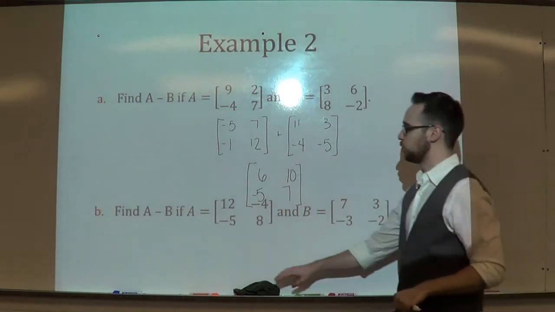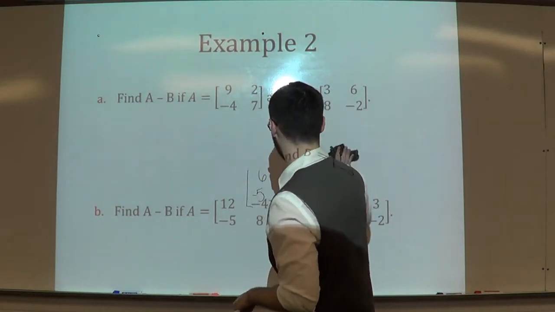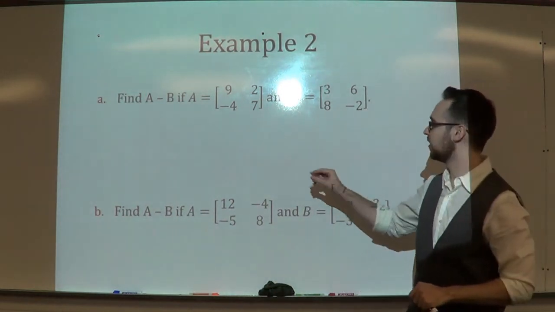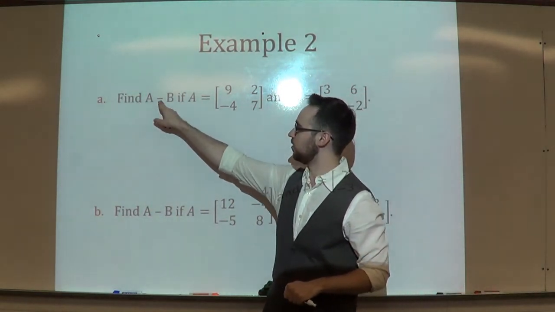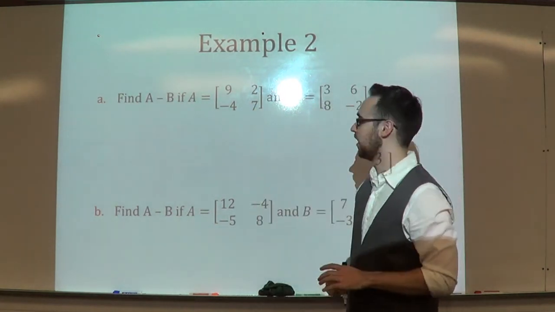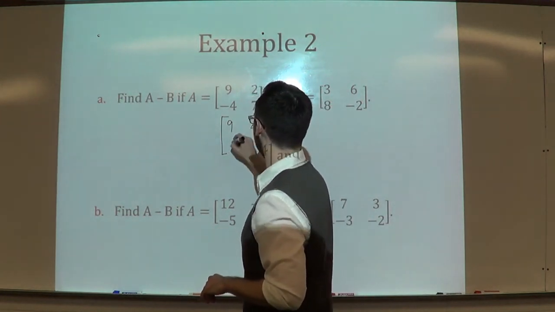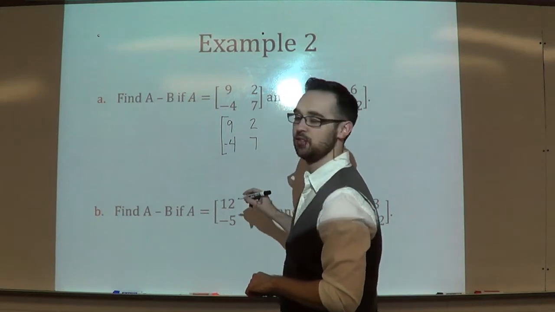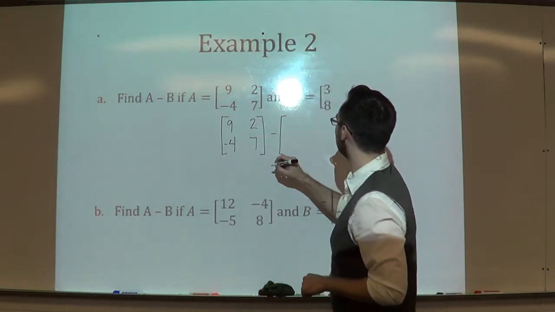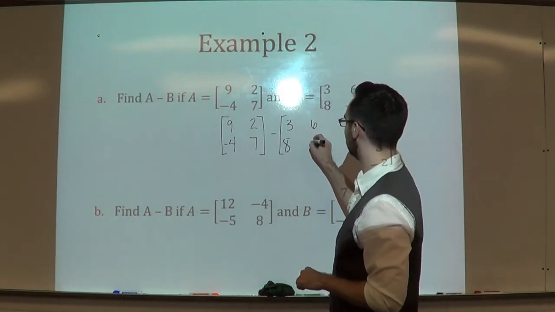Now we're going to take a look at some subtraction problems here. The key part here that you want to be very careful of is looking at that distribution of the negative there. Do not forget to use that negative on any pieces of that. So when I rewrite this, we're going to have 9, 2, -4, and 7. And then we're subtracting 3, 6, 8, and -2.